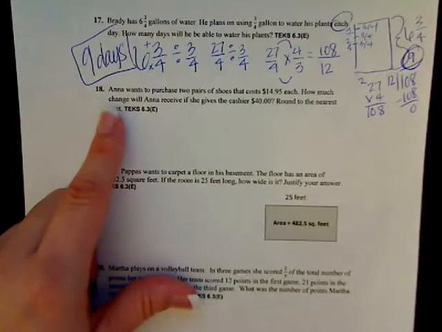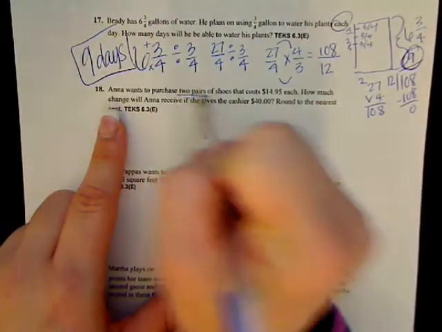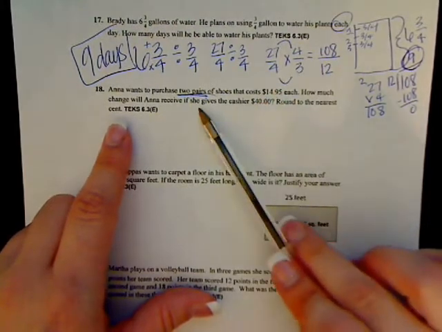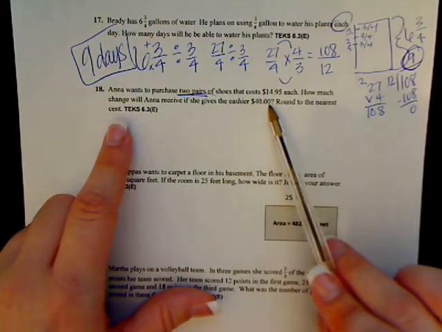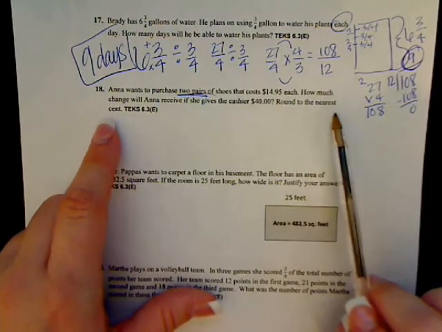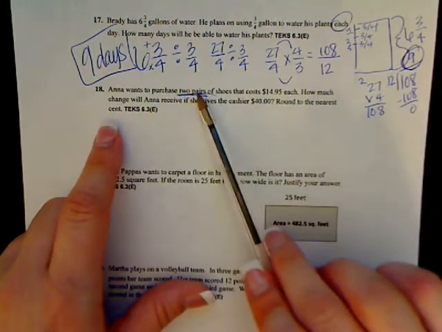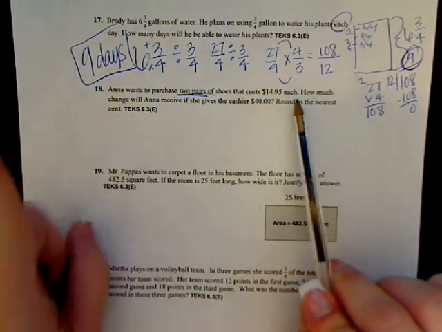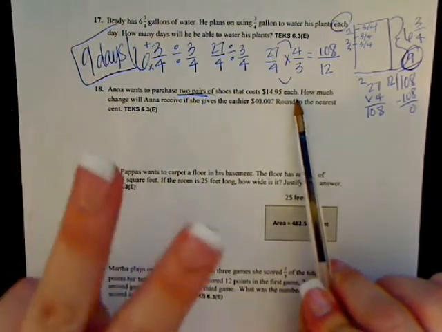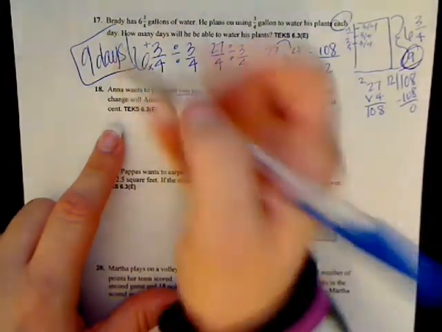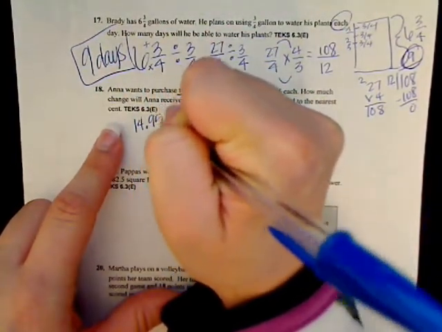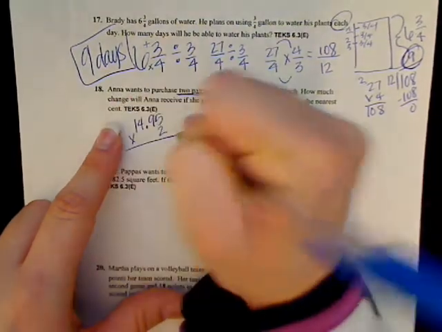Number 18. Anna wants to purchase 2 pairs of shoes that cost $14.95 each. How much change will Anna receive if she gives the cashier $40? Round to the nearest cent. So I know she's going to buy 2 pairs of shoes. They're $14.95 each. So one pair costs $14.95 and she's buying 2 of them. So you could either add $14.95 plus $14.95, or you can multiply by 2. I'm going to multiply by 2.